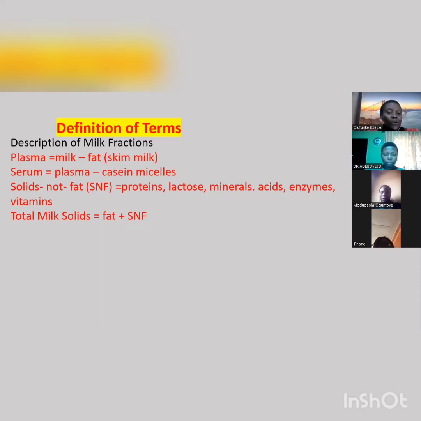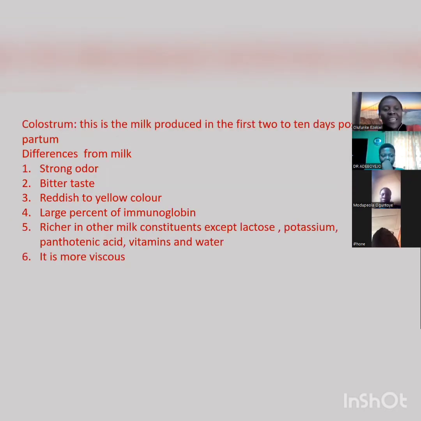We also have solids, not fat. In other words, we have some solids that are referred to as fat. But when we want to break it down into fractions, we consider fat separately. That is milk fat. We also consider solid, not fat, which is made up of proteins, lactose, minerals, acids, enzymes, and vitamins. Then finally, when you talk about total milk solids, we are actually referring to fat plus the solid, not fat.